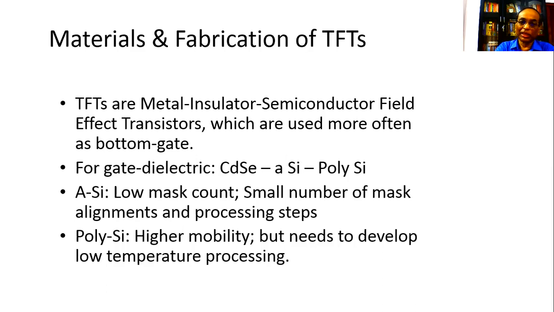Is the cadmium selenide, amorphous silicon, and polysilicon. These three are used for gate dielectrics. Amorphous silicon, what is the advantage? Low mask count, small number of mask alignment and processing steps is the basic advantage. Amorphous silicon and polysilicon have higher mobility but need to be developed at low temperature processing. If it is processed at high temperature, we may not get these properties.